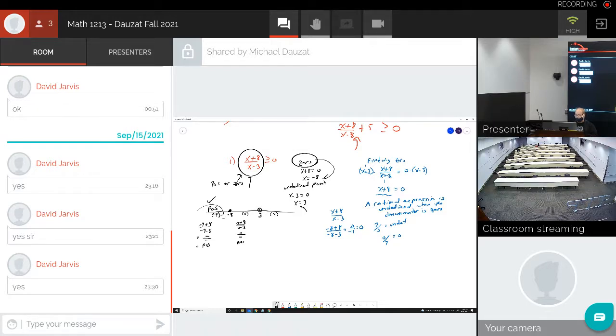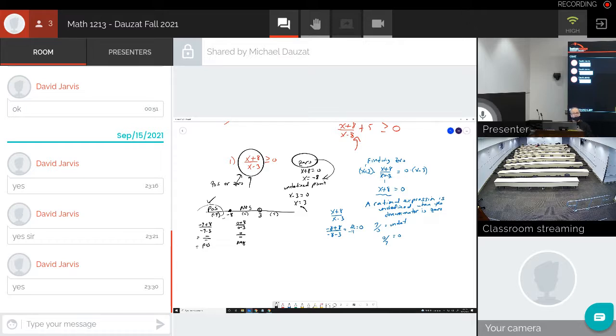Negative. So what that means is that any real number between negative 8 and 3 will make this expression I have circled a negative number. So is that second interval going to be a solution or not? It is not going to be a solution, because I want these real numbers to make that rational expression positive.